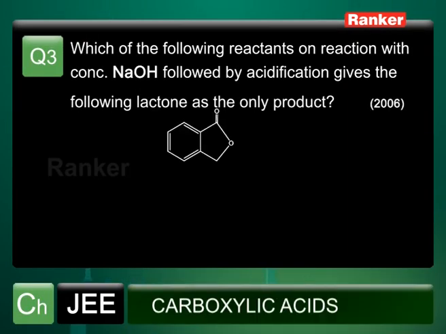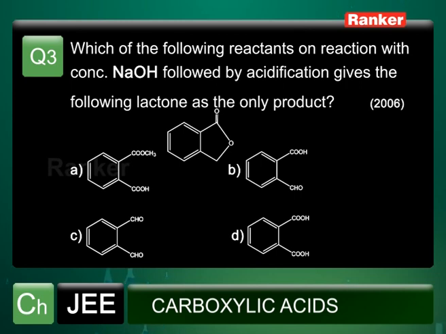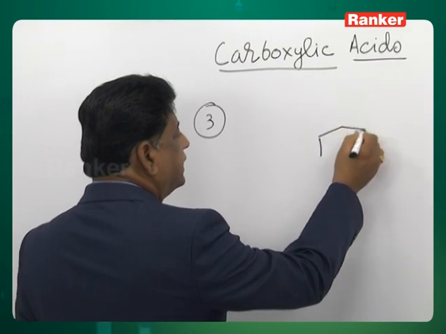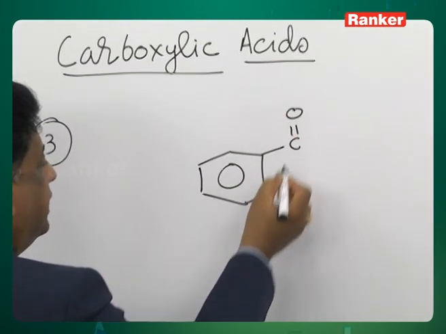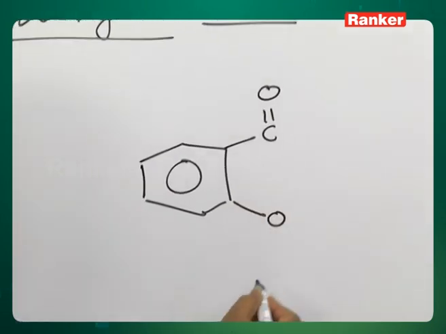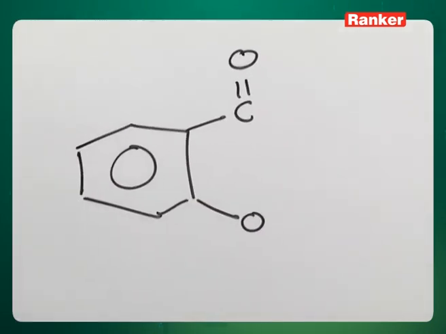Question number 3. Which of the following reactants on reaction with concentrated NaOH followed by acidification gives the following lactone as the only product? A lactone is a cyclic ester. One side is an acid, and if the other side is an alcohol, automatically it will become a lactone.